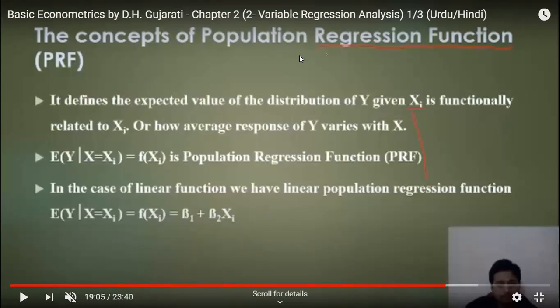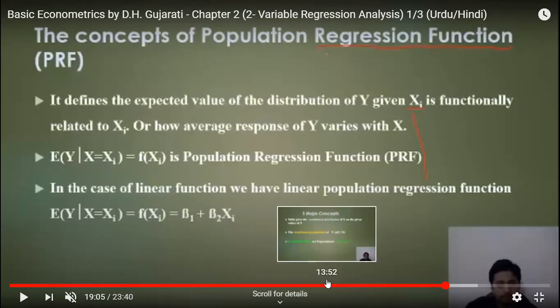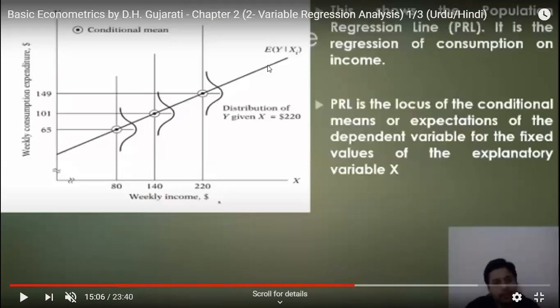That line is called the population regression line. This upward sloping line is called the population regression line. For each value of x, the conditional means of y are given by the population regression line. Now, our whole effort is to get this line, which is not possible. If we know beta 1 and beta 2, the intercept and the slope, we know the line. Unfortunately, there is no way to find beta 1 and beta 2. So this line remains a mystery.